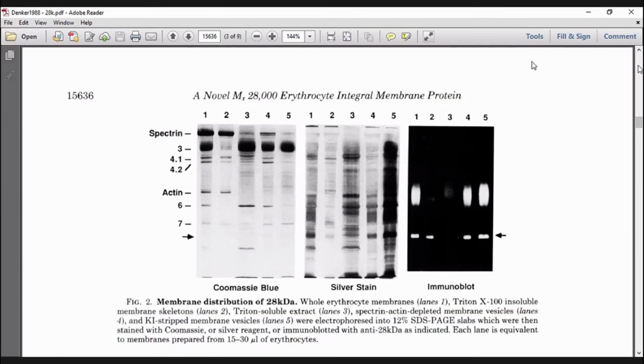Just like what Peter Agre did. If he had chosen to ignore the 28,000 band because he was looking for a 30,000 band, he would not get the Nobel Prize. But he chose to study something unexpected from the gel, and he studied it even further. He was not satisfied with Coomassie blue. He tried silver stain, and he saw bands that he couldn't see in Coomassie blue.